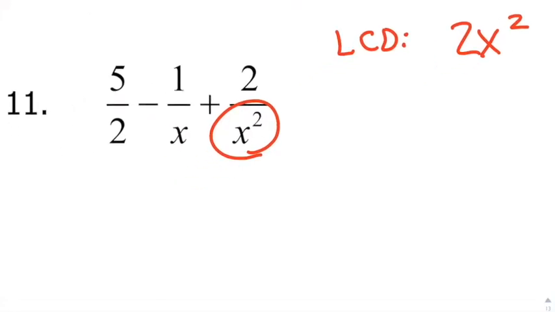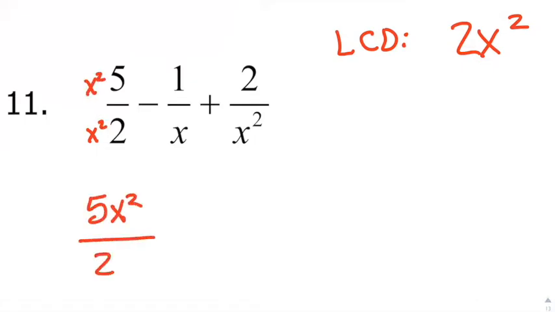All right, now since we got three pieces here, we got to be kind of careful. We got a lot of things that we need to make look like 2x squared here. So this first one, we're going to multiply top and bottom by x squared. It's going to give me 5x squared, and then obviously over 2x squared. That's got the correct denominator.